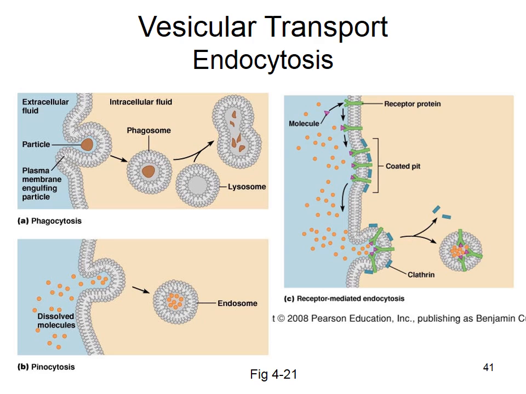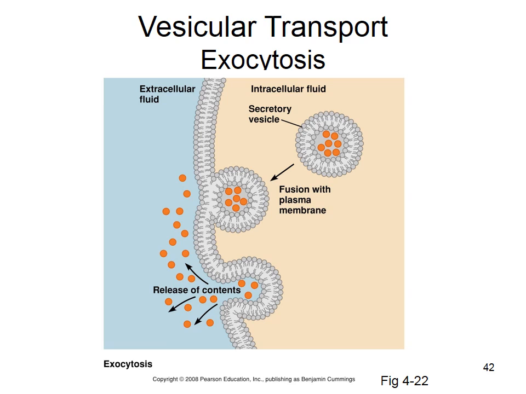With a lot of steps involved. Right? Don't worry about the steps. Okay? Just know the major difference between phagocytosis and pinocytosis. Right? And receptor mediated is a form of pinocytosis. A specialized form. Okay, let's talk about exocytosis.